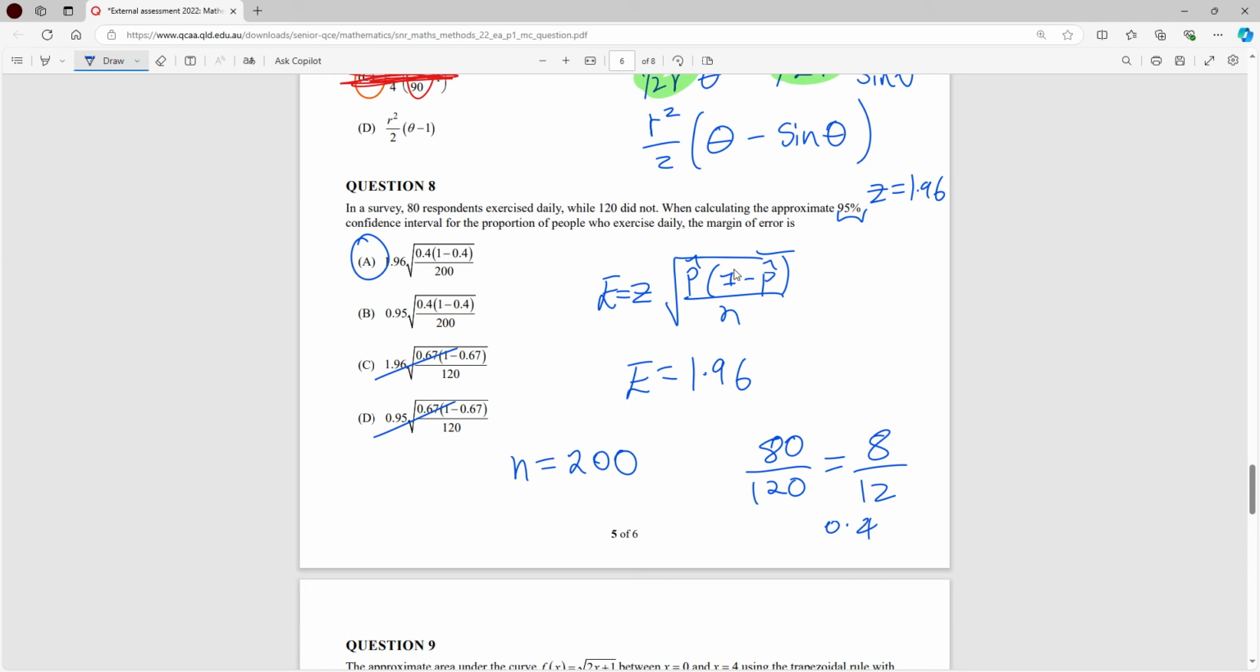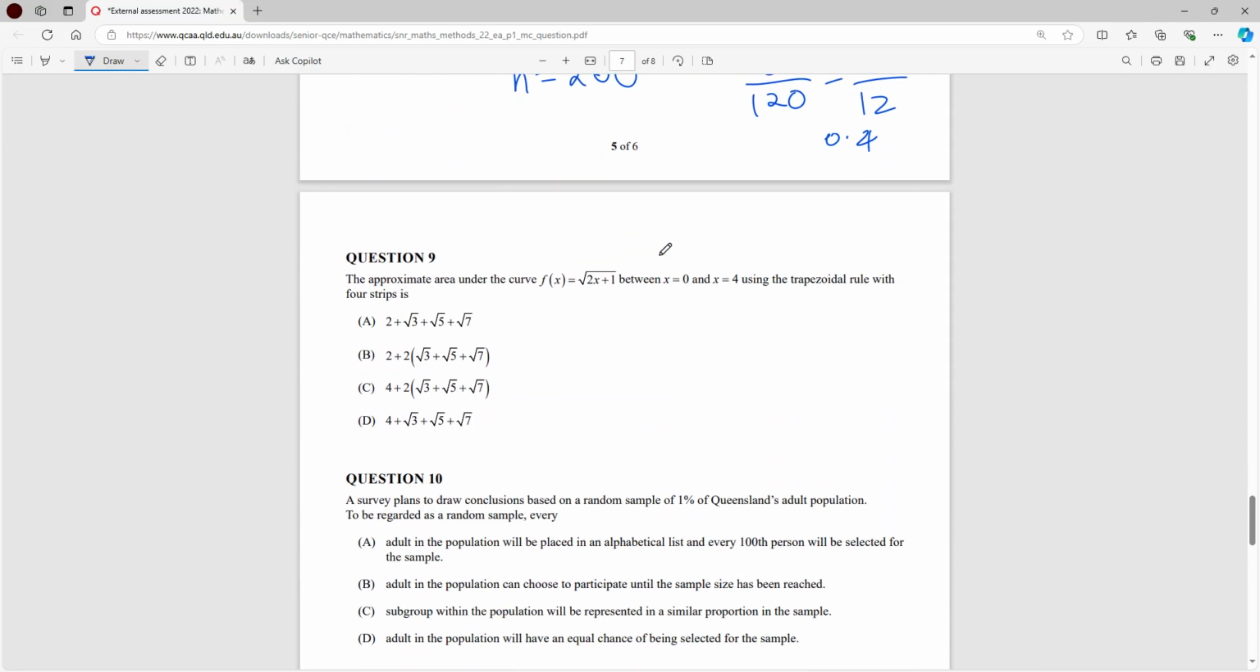So, it's actually not that bad of a question. I wouldn't say a lot of people get this wrong, but only if you know what you're talking about with this topic here. Okay. Right, let's move on to the next one.